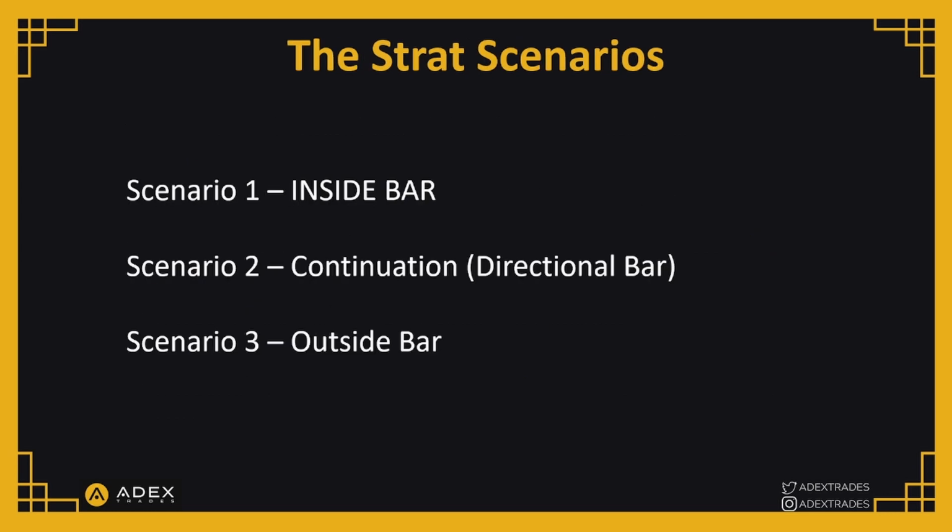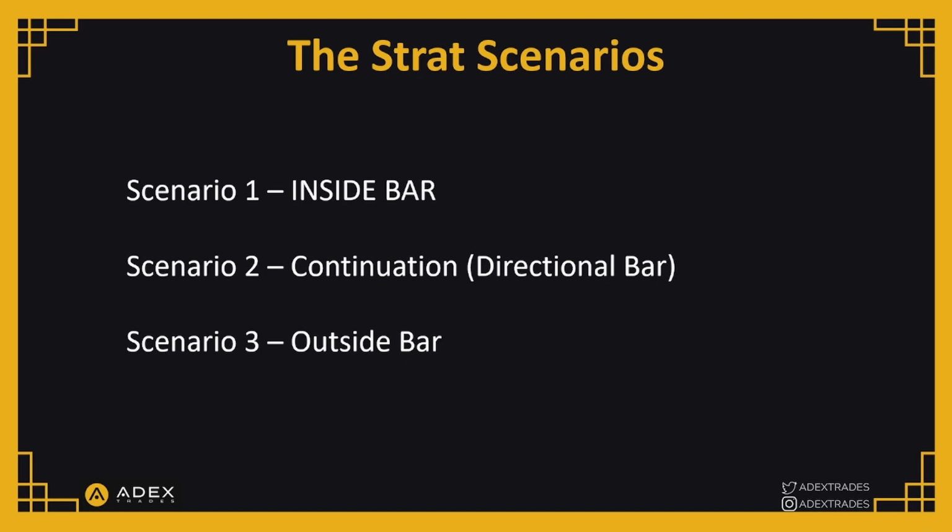Scenario one is our inside bar. Make sure you write this down, by the way, for those of you that are beginners and new to the Strat. Scenario one is the inside bar. Scenario two is the continuation or the directional bar. Don't worry, I'll be going over these. And you have scenario three, which is the outside bar, which takes out both sides of the range.